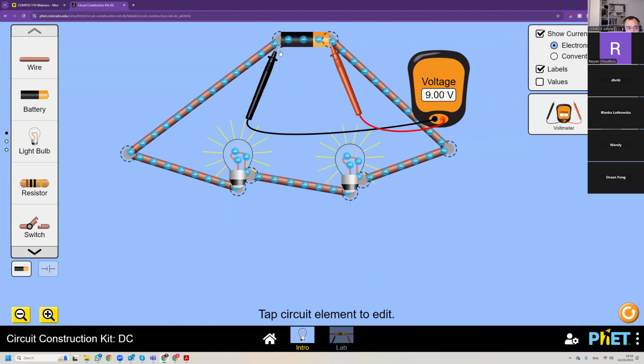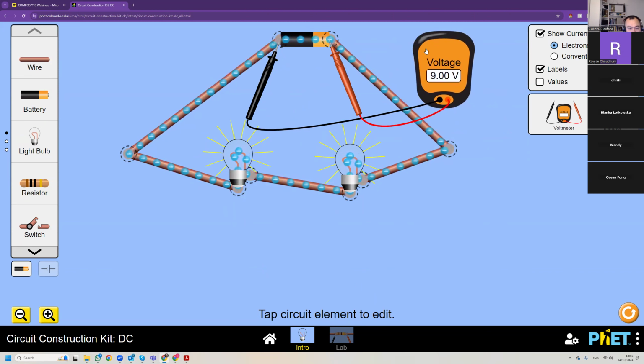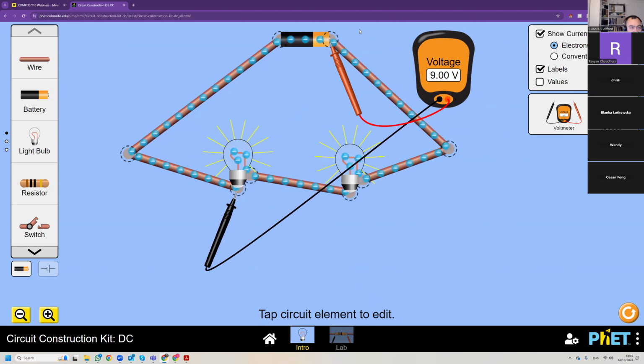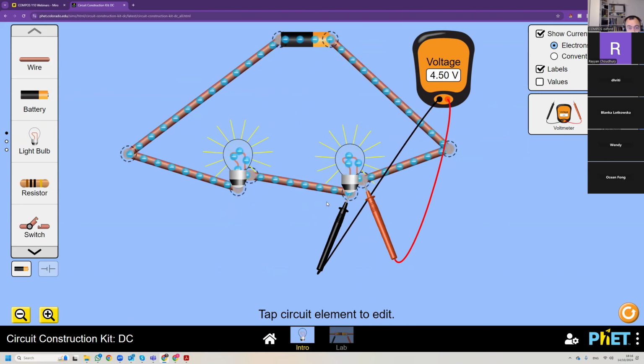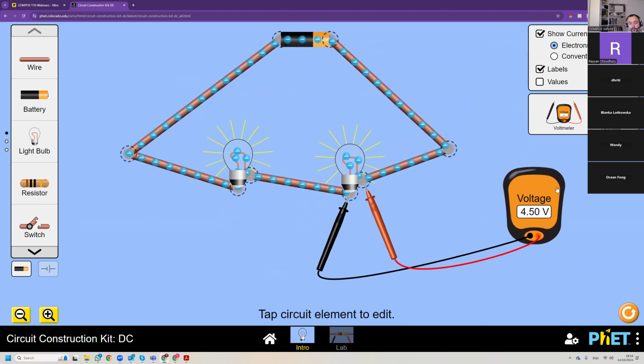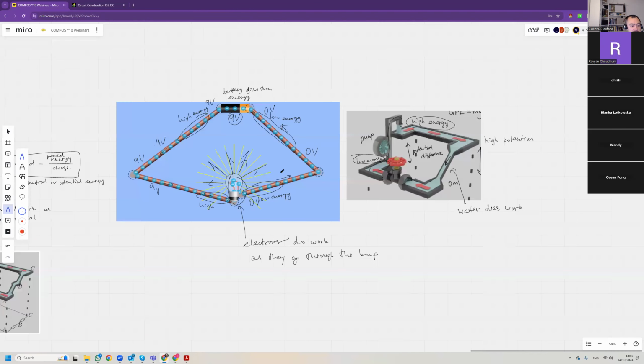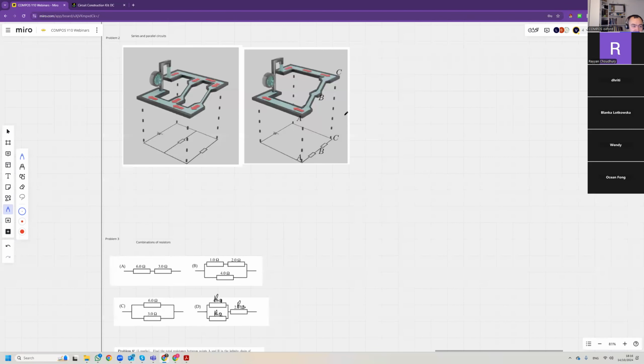So it's a 9-volt battery. That means that the electrons gain 9 joules for every coulomb of charge. Now on this lamp, they lose 4.5. And on this lamp, they also lose 4.5. This is equivalent to this diagram.